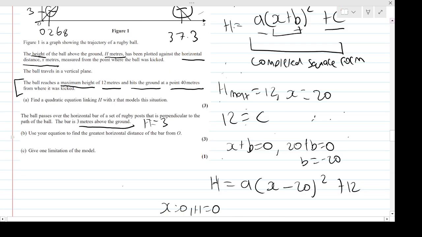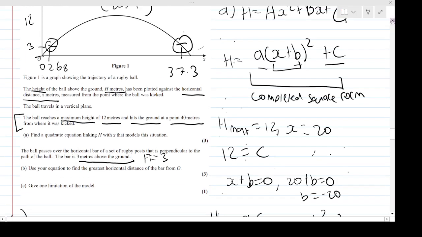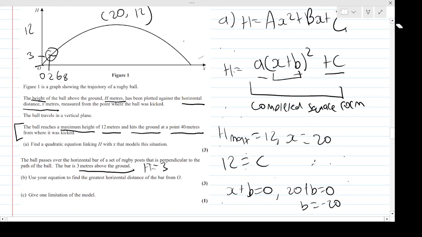Then part C says give one limitation. I'll write that part C here. Give one limitation of the model. Let me get rid of this annotation again. Make the graph a bit clearer. There we are. So give one limitation. This is where you have to think a bit more about real life and exactly what could affect the equation or what could affect what's going on. So remember, this is all about throwing a rugby ball in the air.